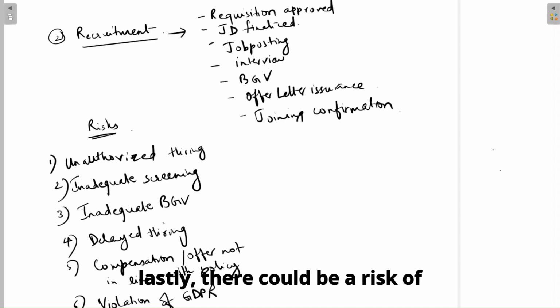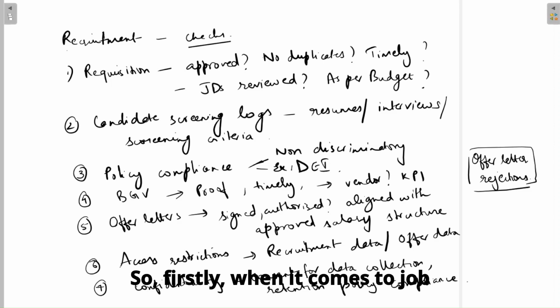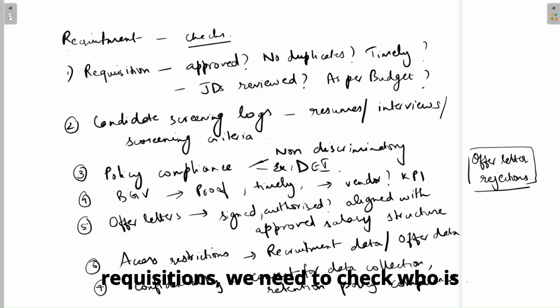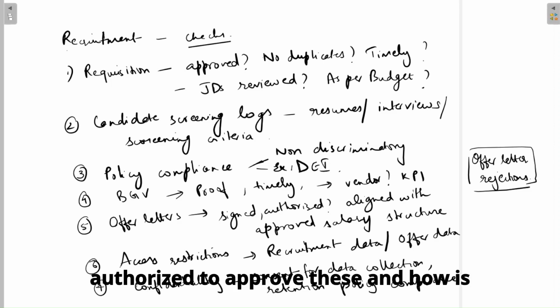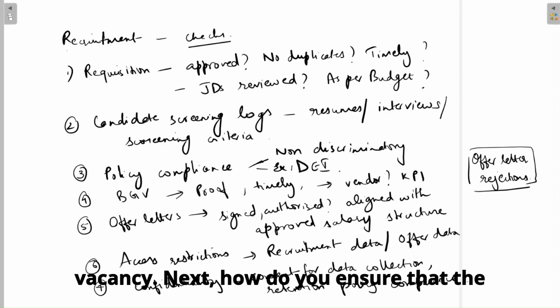And lastly, there could be a risk of violation of privacy regulations. So let's understand how we can audit this. Firstly, when it comes to job requisitions, we need to check who is authorized to approve these and how is it ensured that there are no duplicate requisitions created for a single vacancy.